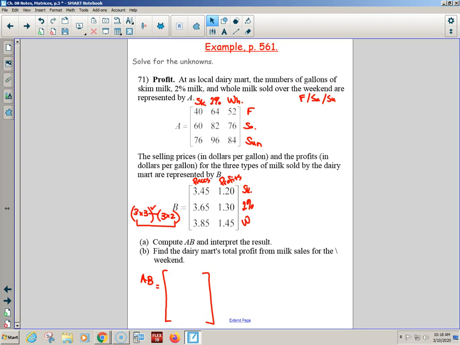Okay, you guys multiplying? Are you getting money out? You should be, right? Because you're multiplying how much you sold by prices. Okay, let's double check that we have the same one. So you guys hopefully got your matrix A, your 3 by 3, times your matrix B, which is your 3 by 2. What did you guys get for your first one?